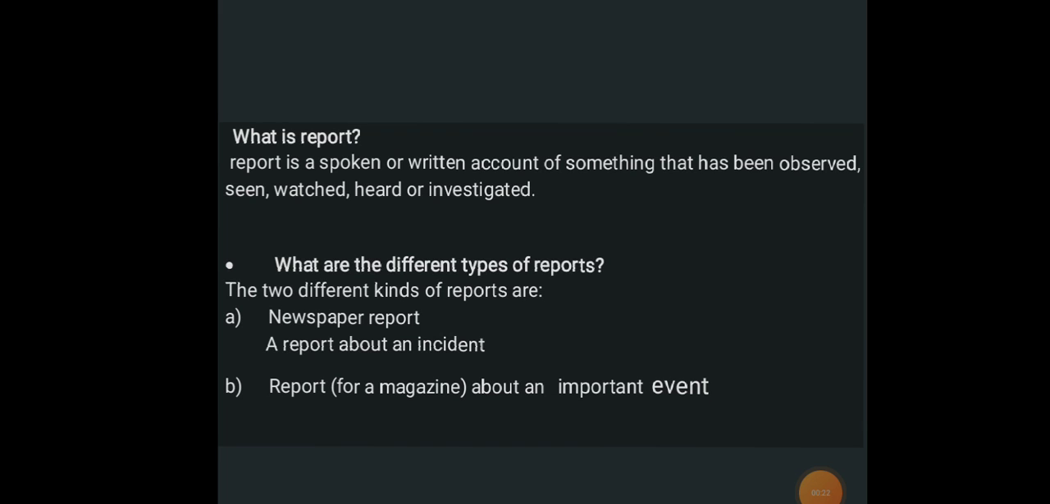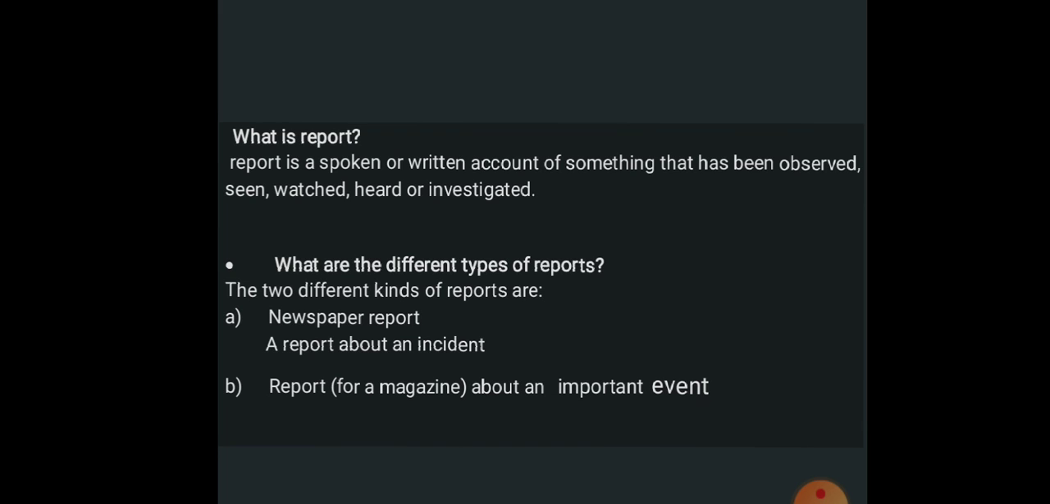So, first of all, what is a report? A report is a spoken or a written account of something that has been observed, seen, watched, heard, or investigated. So, a report is a spoken or a written document or an account of an event that has already been observed by someone, or an event which has been seen, watched, heard, or investigated by someone.